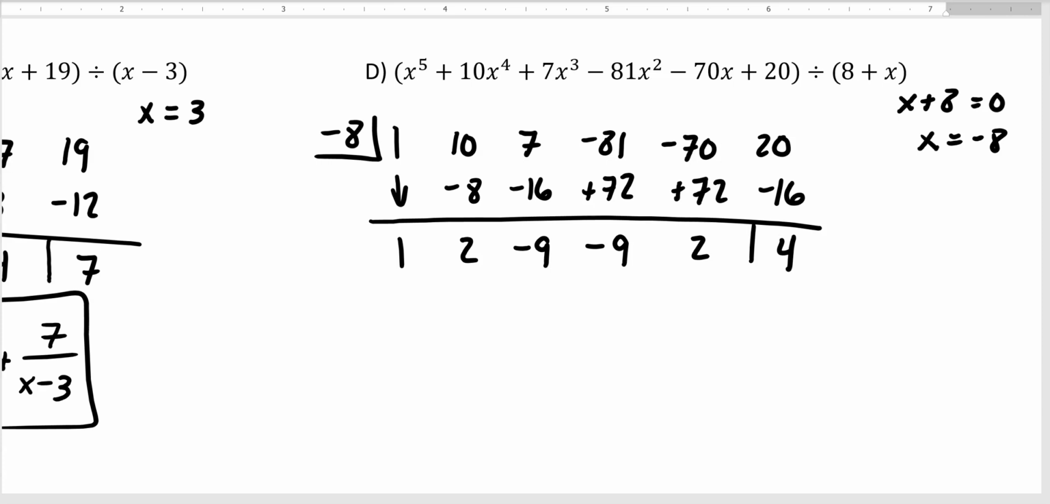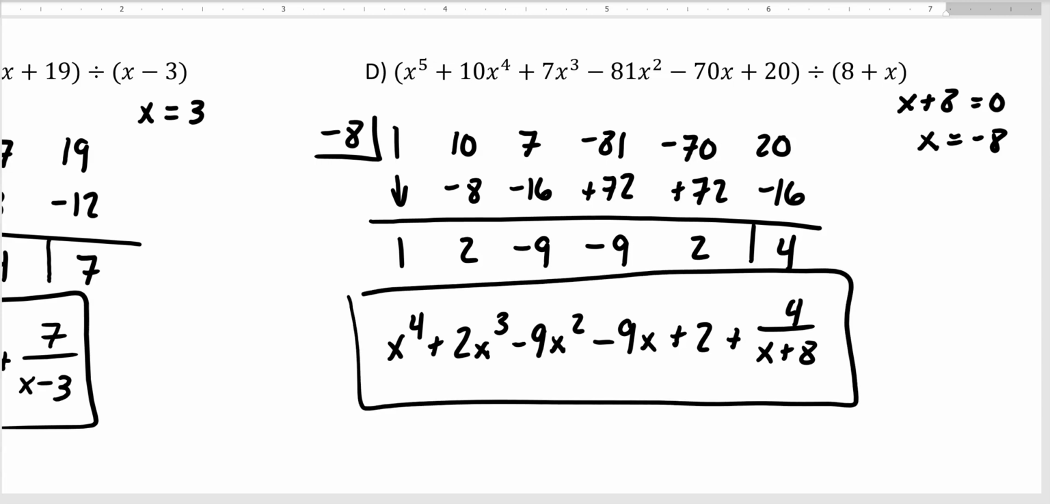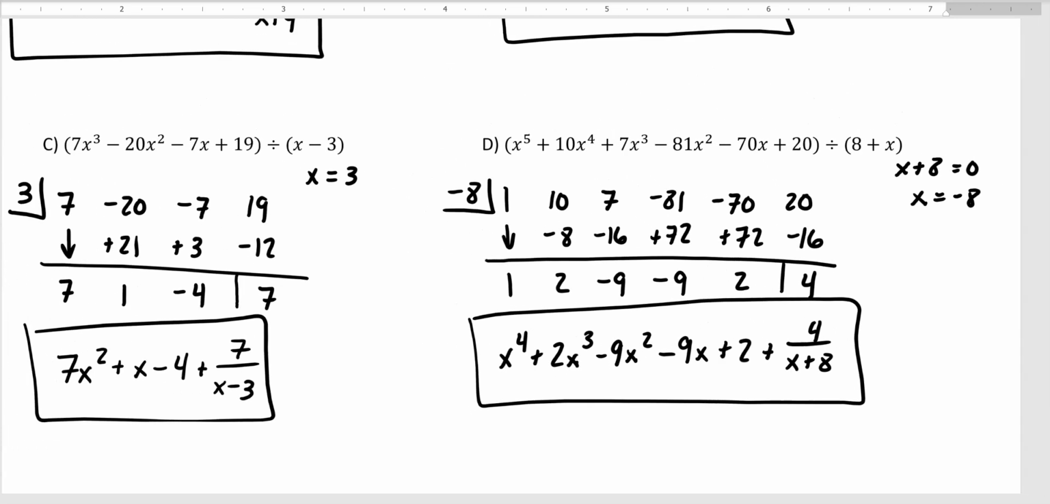So again, 4th degree for this one, so it would be x to the 4th plus 2x to the 3rd minus 9x squared minus 9x plus 2 plus 4 over x plus 8. And that, my friends, would be our quotient. And this was our sample problems for synthetic division.